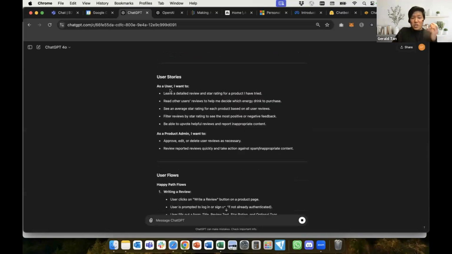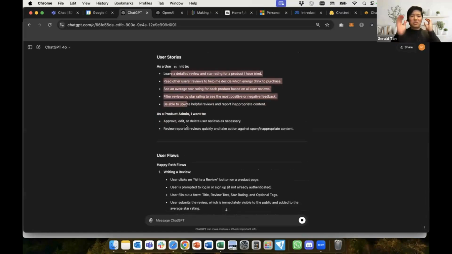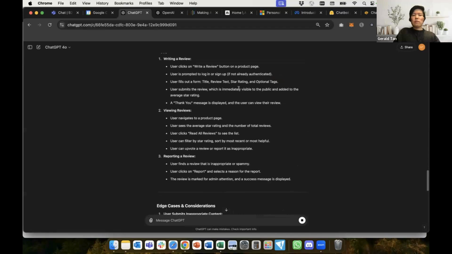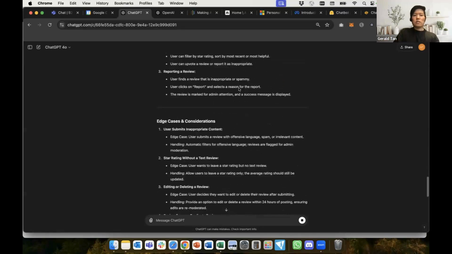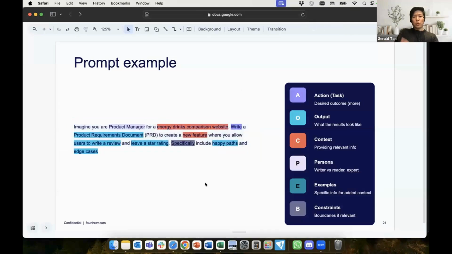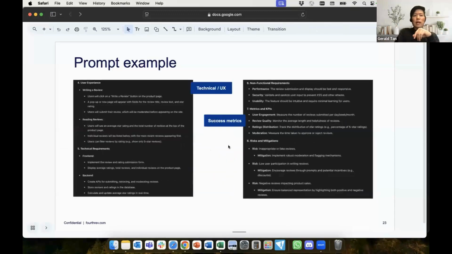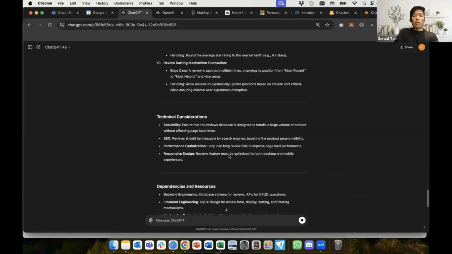Then it starts to even give you user stories. I didn't even ask for them, but it starts to do it. And of course, you have to take a step back, right? Because this is what it thinks is the right thing to do. But I would say take this, tune it with your teams, and then you can continue with it. What I wanted to show you is that it picks out a lot of these areas: the problem, who the customer is, the overview, the solutions, and then of course the technical UX, the success metrics, and there's more. It's very, very long, it keeps going on and on.